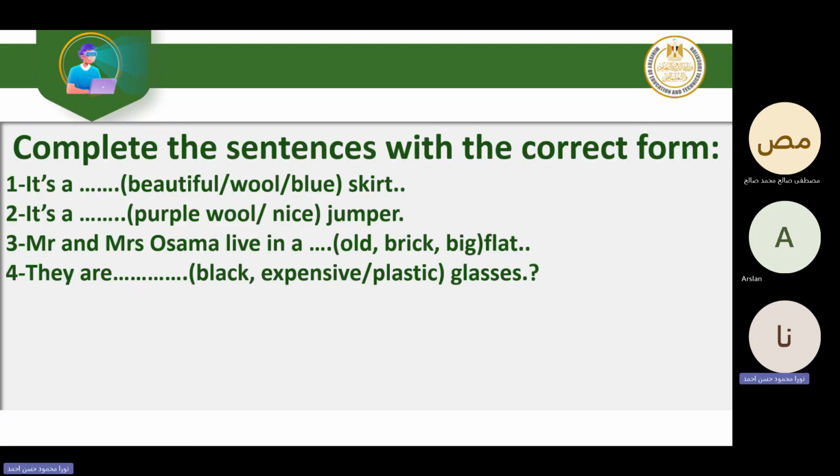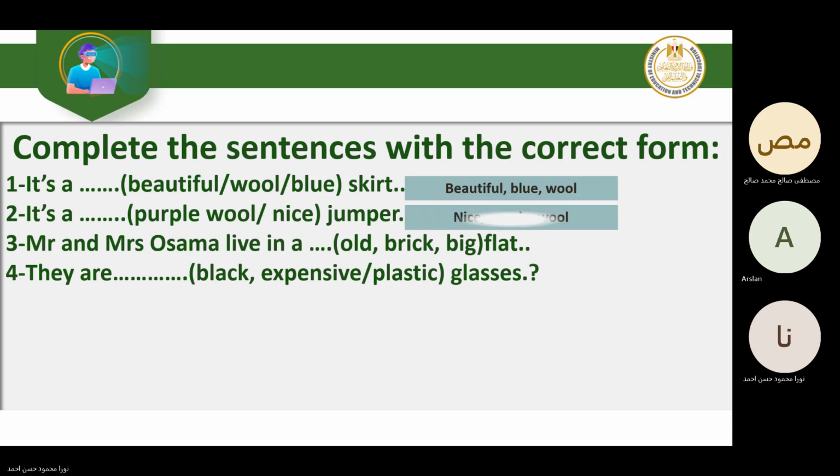Okay, let's do more practice. I want you to complete the sentences with the correct form. It's a beautiful wool blue skirt. How can we arrange them? Yeah, it's a beautiful blue wool skirt. So we have first the description, then the color, and finally the material. It's a purple wool nice jumper. How would you arrange them? Excellent. It's a nice purple wool jumper.